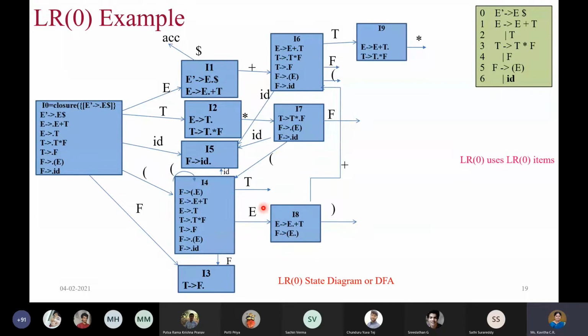We'll continue further. After reading T, we will get the state E gives T dot and T gives T dot star F, which is nothing but I2. Anyway, it will display later. So on T it will go to I2. Similarly, if you want to continue in this path, you have to read T because it is not yet processed completely. When you read T, you'll get the state I9.